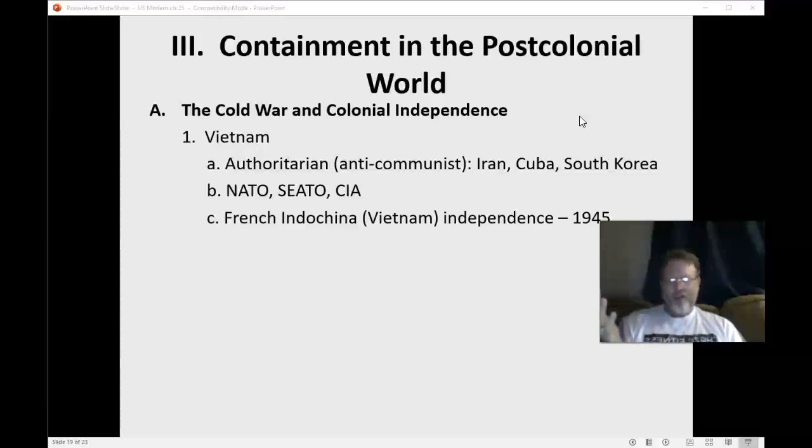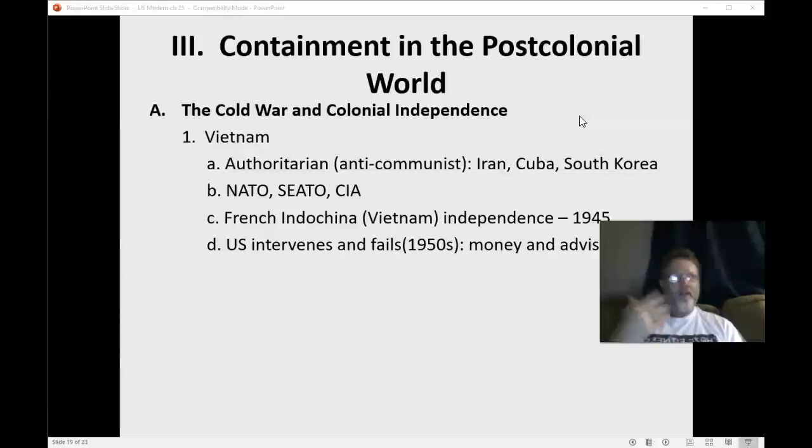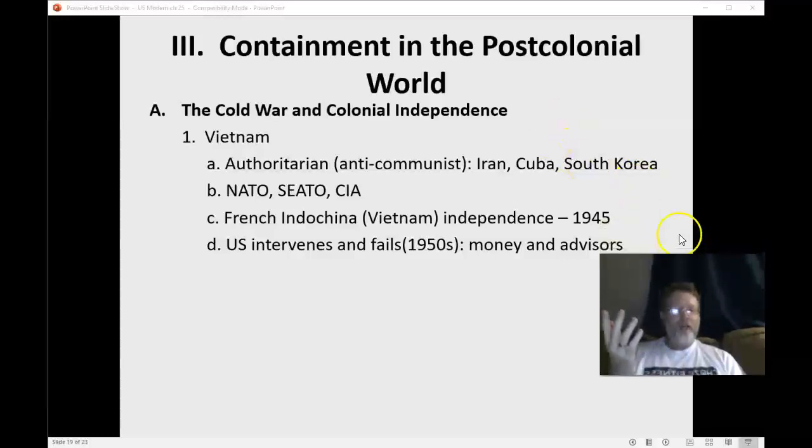Finally, the French are defeated in 1954, and we give money and advisors. We don't give full-on military action. Think like the Special Forces Green Beret. We send in advisors to advise and help train and educate the Vietnamese in the South to fight the communists in the north. So we're helping one part of Vietnam fight the other part of Vietnam, even though we're also sort of helping the French as well. All of this goes for several years.